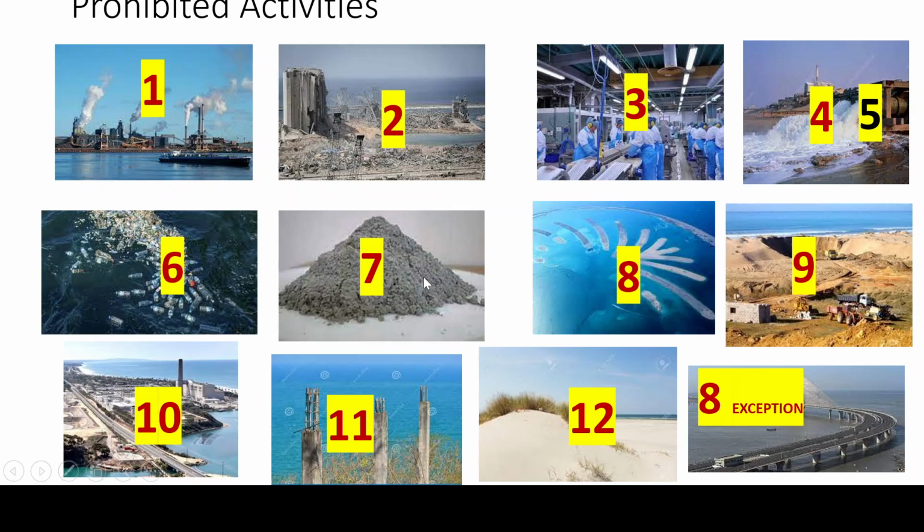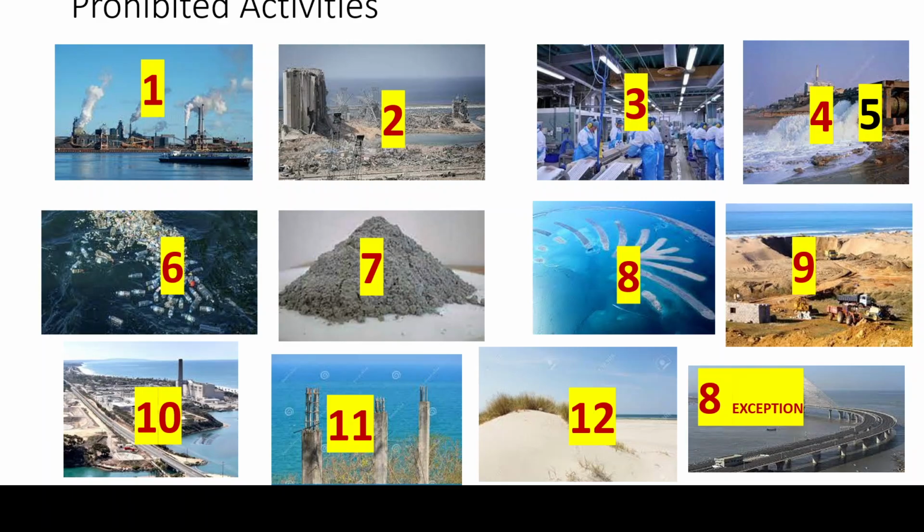Then point 7 is dumping of ashes or waste from the thermal power stations. So thermal power stations make use of coal, right? So if you burn coal, what you get is ash. So dumping of such ash into seawater is not permissible. Then point 8 is land reclamation, building or disturbing the natural course of seawater. It is not permitted.